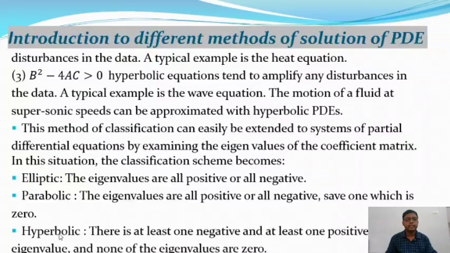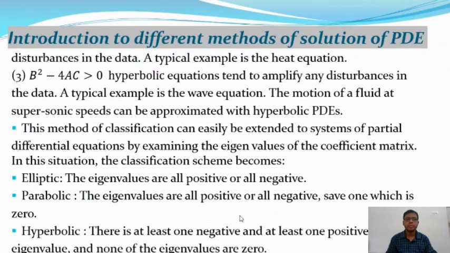Okay, and if it is hyperbolic, then there is at least one negative and at least one positive eigenvalue, and none of the eigenvalues are 0. From this we will get the conic section, the conic of a second order partial differential equation, and they are either elliptic or parabolic or hyperbolic, and it all depends on the nature of the eigenvalues.